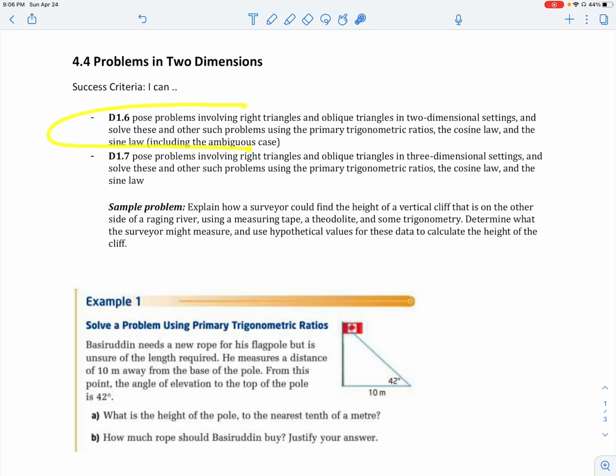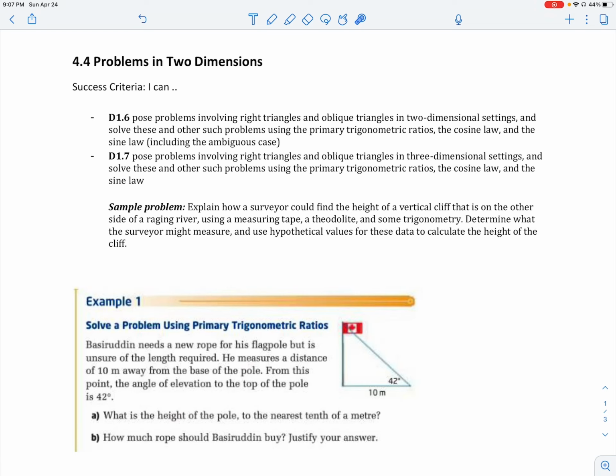So we're actually just focusing on this success criteria today in this lesson. The second one that's listed is actually for the next section. It's very similar, but it takes things a little bit further because we'll be working in a three-dimensional setting. Today, we're only working in a two-dimensional setting. I'm just going to read this first success criteria out, and then we'll start the first example. It says, I can pose problems involving right triangles and oblique triangles in two-dimensional settings and solve these and other such problems using the primary trig ratios, the cosine law, and the sine law.